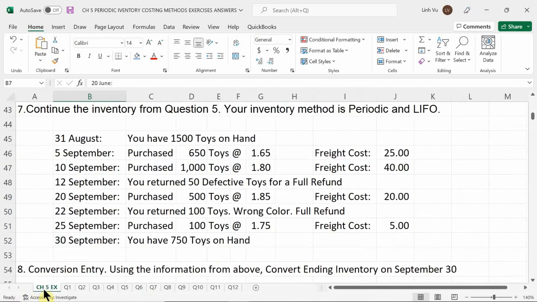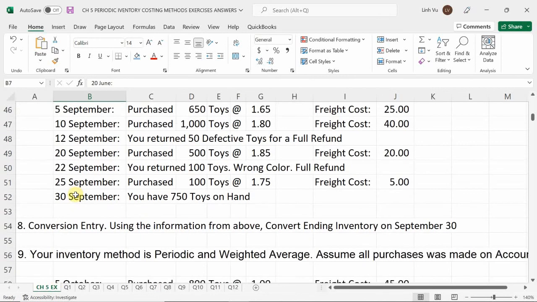So then let's see what happened next. September 20th, okay, you end up purchasing 500 toys at $1.85. Okay, and you had a freight cost of $20. So 500 toys at $1.85 with a freight of $20. 500, 185, 20.